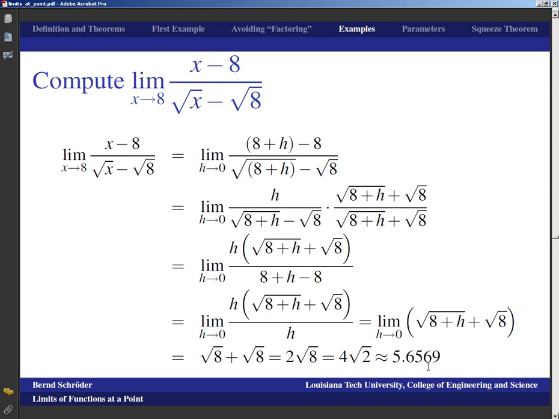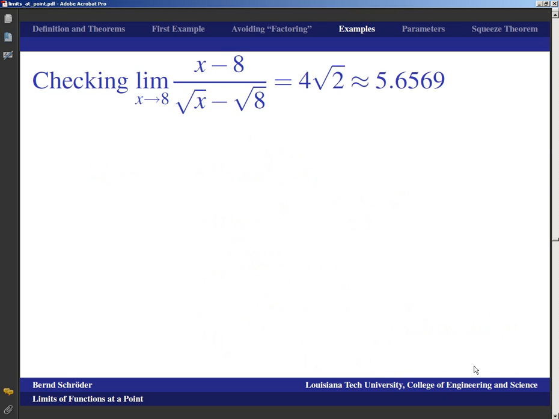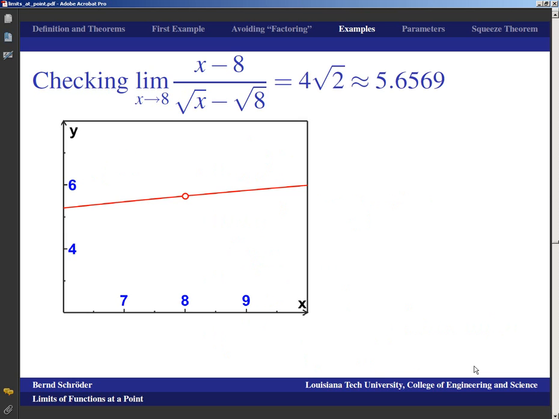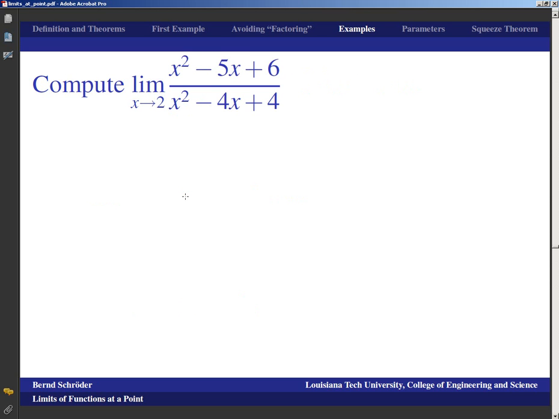And that's approximately 5.6569, and that's something we can check. We graph the function. I've already zoomed in on the area 8 versus 5.65 something. And then, of course, if you put that horizontal line, and it really goes exactly through that point, that is the hole in the function. That's an indication that we got the limit right.